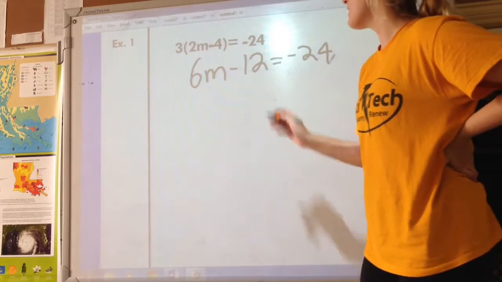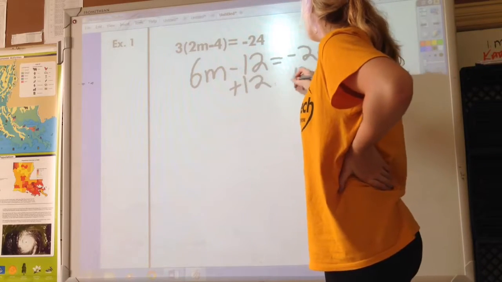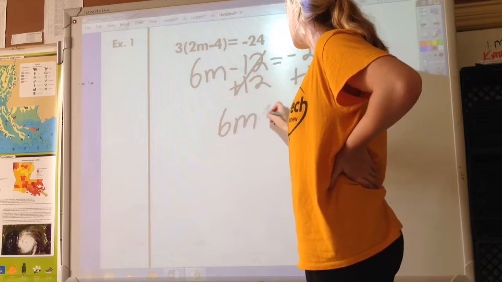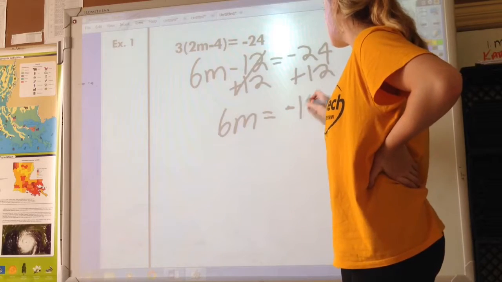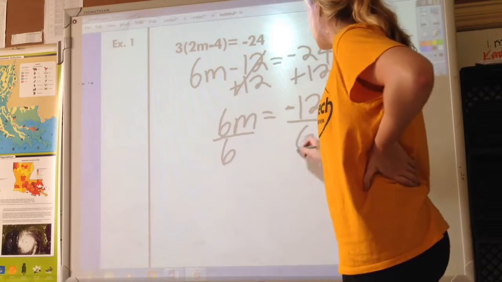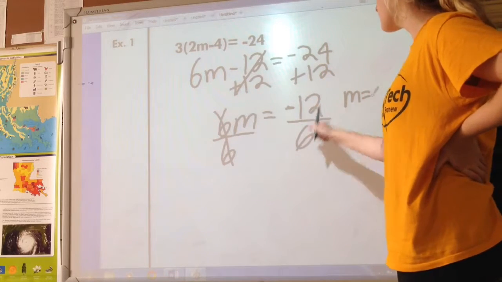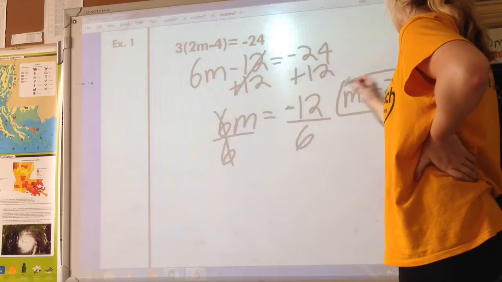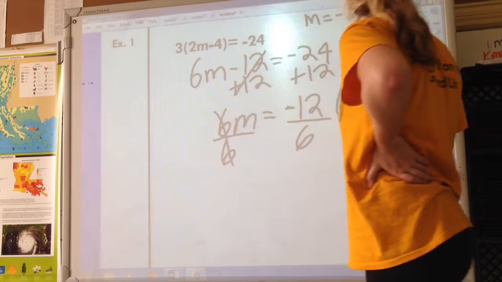I want to isolate my variable, so I need to get rid of this 12. I do that by adding 12 to both sides. My 12s will cancel out. That leaves me with 6m equals negative 24 plus 12 is going to give me negative 12. I'm going to solve for m by dividing both sides by 6. My 6's will cancel out. I'm left with m equals negative 12 divided by 6, leaves me with negative 2. Let's go ahead and check our work by plugging in negative 2 for m.